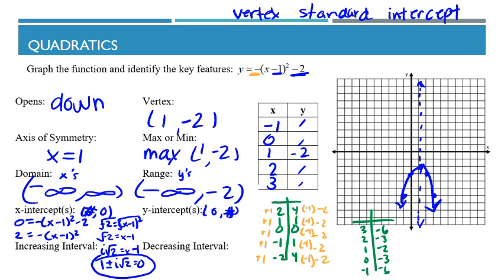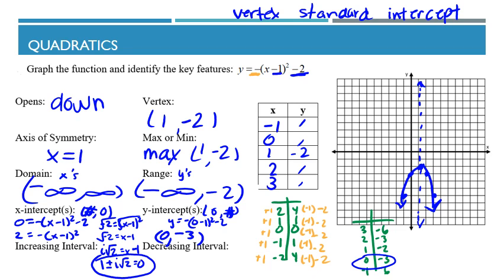My y-intercept, don't worry, is way easier. I'm just going to plug 0 in for x and solve. So I end up with 0 minus 1 is negative 1, negative 1 squared is 1, put a negative out front, negative 1 minus 2 is negative 3. Oh, wait a second, I already knew that because of my table.